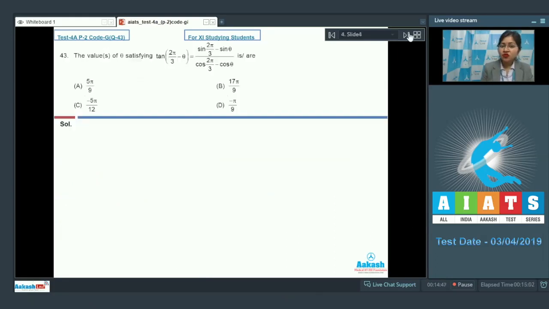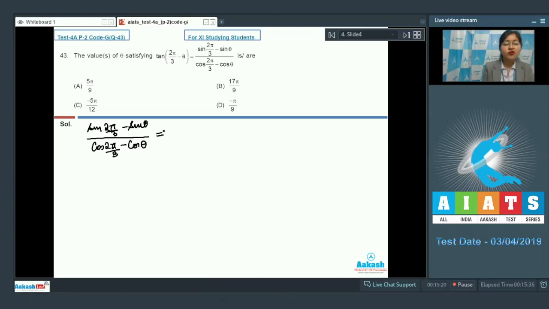Now let's move on to question number 43, which says that the values of theta satisfying tan of (2 pi by 3 minus theta) equal to (sine 2 pi by 3 minus sine theta) upon (cos 2 pi by 3 minus cos theta) are. Right. So taking up the right hand side, we can write sine 2 pi by 3 minus sine theta upon cos 2 pi by 3 minus cos theta.